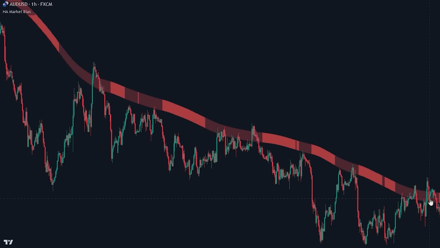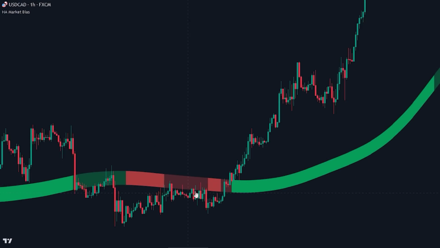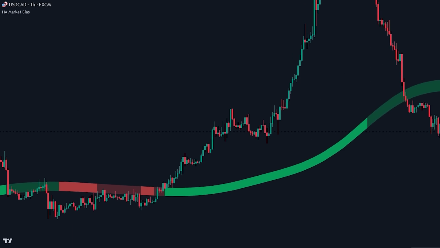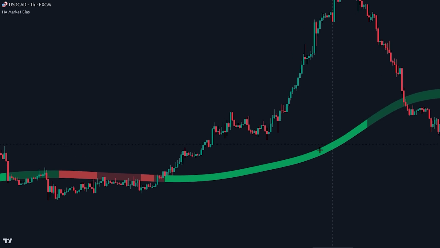A different method for reading the indicator that can be used to spot and avoid ranging or consolidating markets involves looking at the width of the market bias line. As you can see, the indicator line becomes wider when the market is consolidating. This can help us spot and avoid these consolidating and ranging phases in the market. Conversely, the market bias line will be thinner when the price is heavily trending. By looking at the width of the market bias line, we can easily determine whether the market is trending or not.